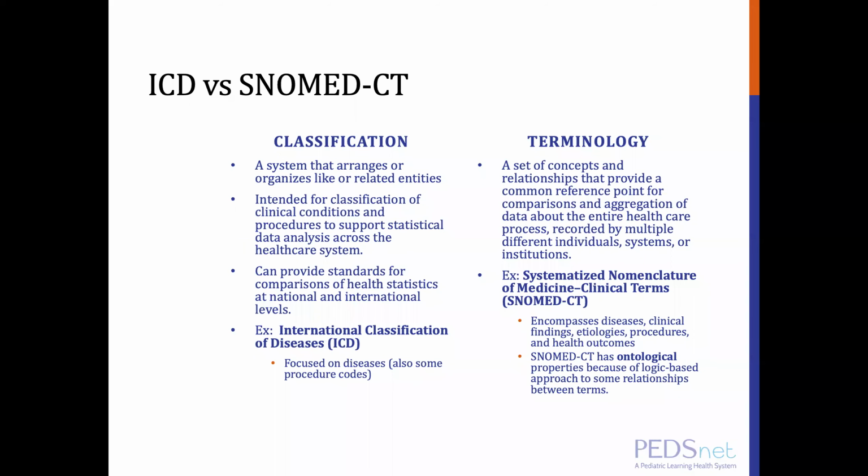So ICD versus SNOMED codes. These are probably the ones that people have heard the most about. Just to get a little into the technical details of what these things are, ICD is a classification system. It arranges like-related entities, in this case, diagnosis data, or some procedure codes as well. It's intended for classification of clinical conditions and procedures to support statistical data analysis across healthcare systems. It's very good for reporting.